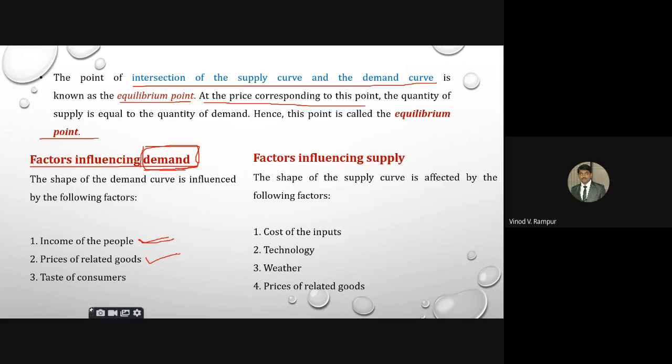Second one, price of the related goods. Just now I gave the example of the vehicle. If I can afford 4 to 5 lakh and the product costs more than my income, then definitely I'm not going to purchase it because of the price of the product. And somewhere the taste of the customers is also one major factor.